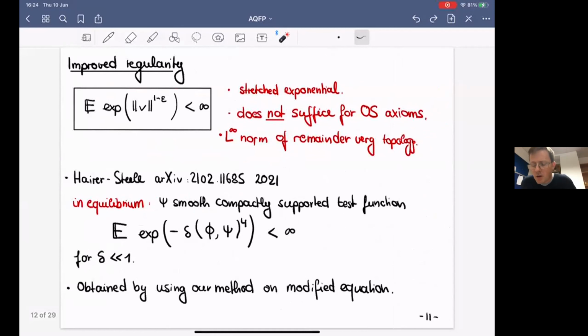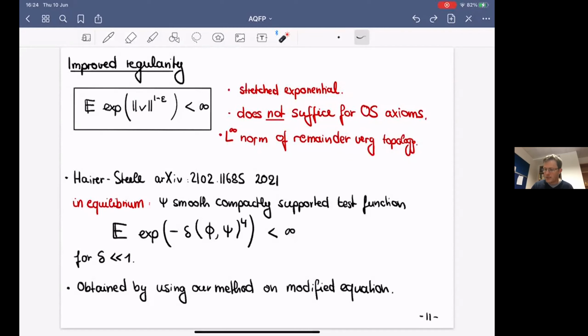Perhaps just going one step further. These are stretched exponential tails, and we were very happy when we found this, and I actually think this is an optimal estimate in this topology, but it is not sufficient if one wants to check the OS axioms. In these axioms, you would want the epsilon to be 0 and to allow for any number in front. One of the axioms would be that you have all exponential moments, and that you don't get with our method.